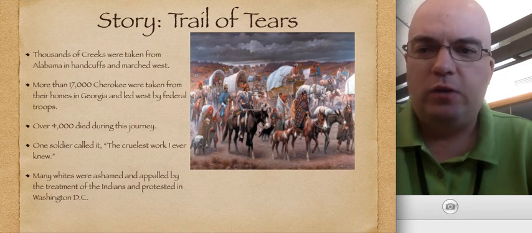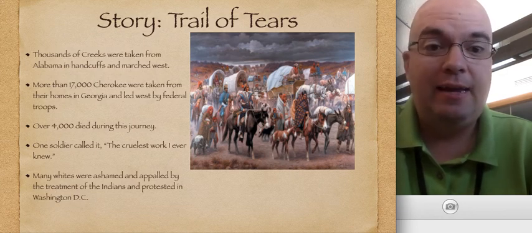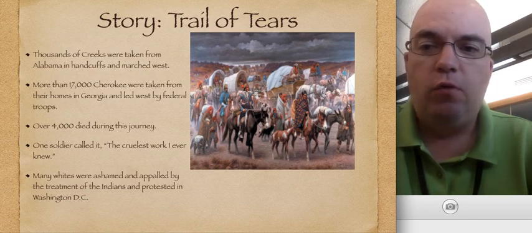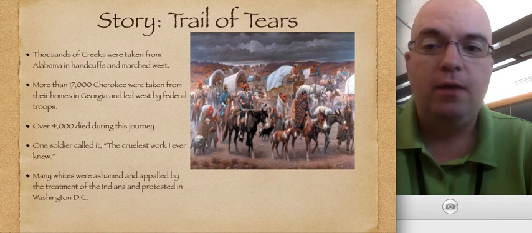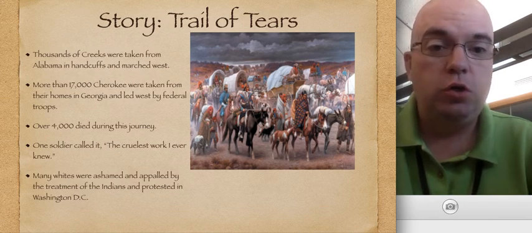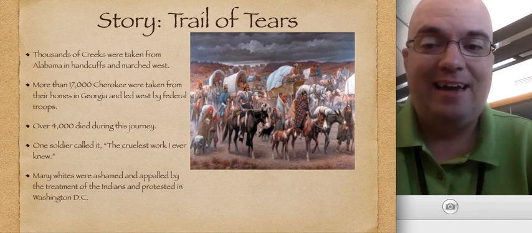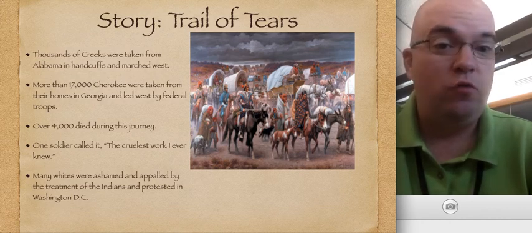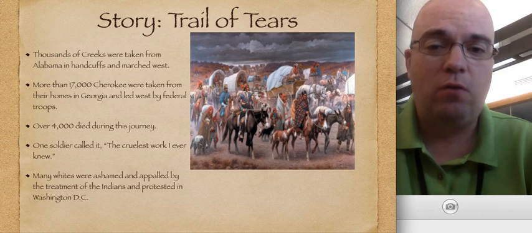About 1,000 Creeks will be taken out of Alabama and handcuffed and marched forcibly west by the U.S. military. And over 17,000 Cherokee will be taken from their homes in Georgia and led west by federal troops. Along the journey, 4,000 Native Americans died, which is why this is known as the Trail of Tears. It's really a trail of sorrow.